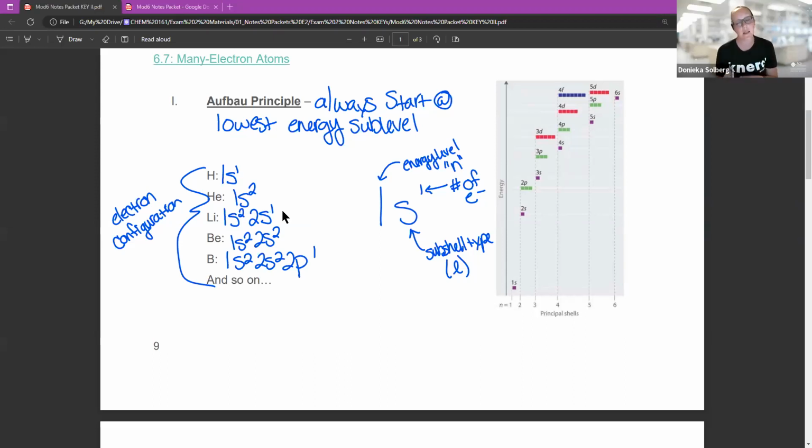So you do have to know how many electrons go in each type of orbital. The s holds 2, p holds 6, d holds 10, f holds 14, and you have to know what order they go in to get it right. So they're just kind of built.